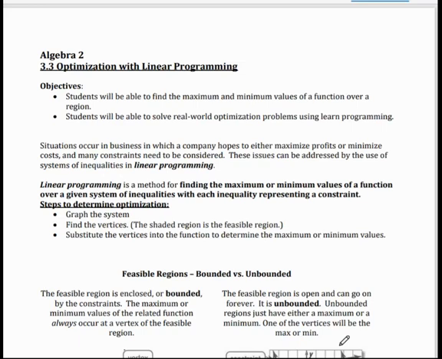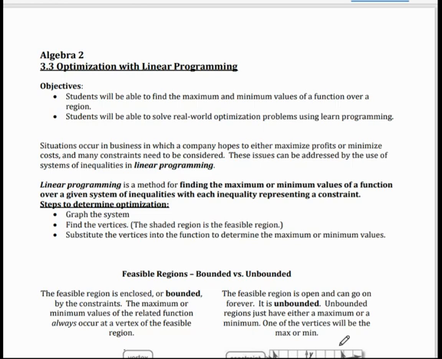In section 3.3, we're going to talk about optimization using linear programming. We're going to determine whether a system has a maximum or a minimum. There are situations that occur in business in which a company hopes to either maximize their profits or minimize costs, and many constraints need to be considered. These issues can be addressed by the use of systems of inequalities and linear programming.